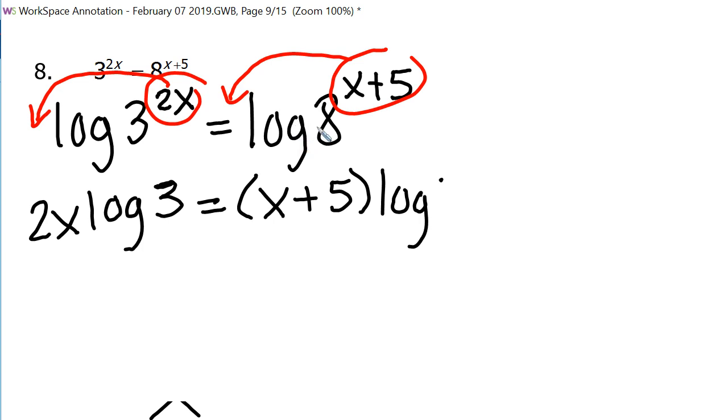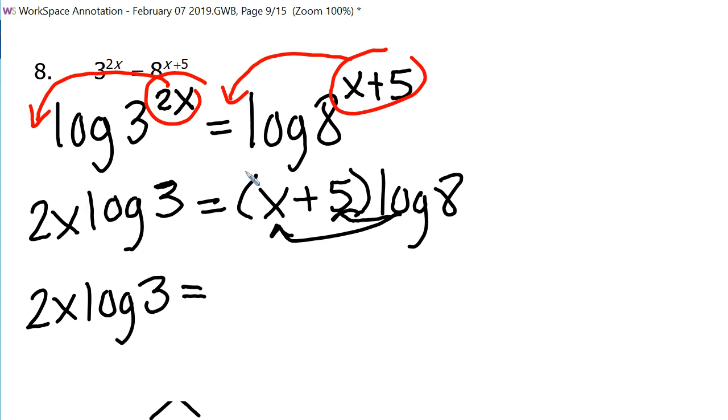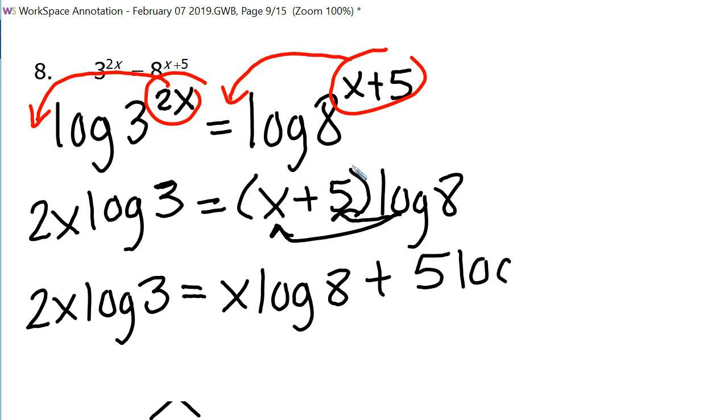Now if you have x's on both sides, and that's the case for this problem, you will have to actually distribute. So we need to distribute the log of 8. So bring down the left side, 2x log of 3. And distribute x times the log of 8 is x log of 8. And 5 times the log of 8 is 5 log of 8.